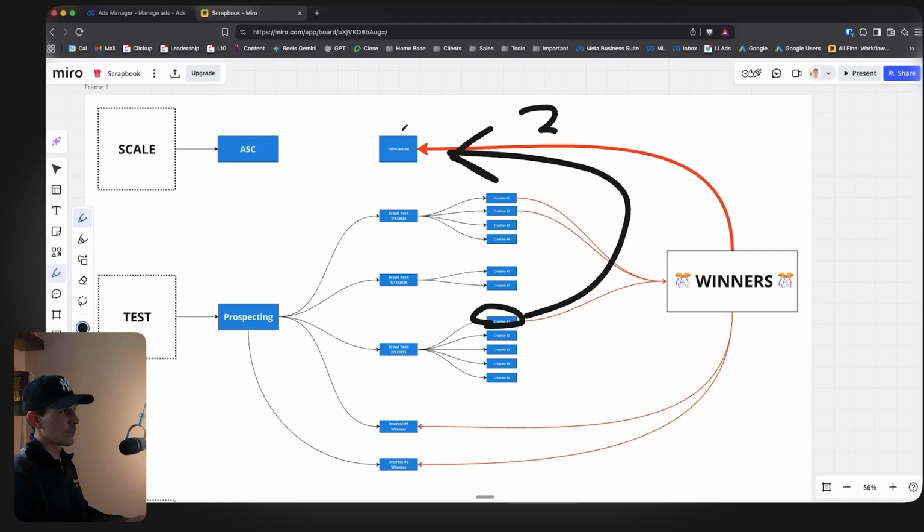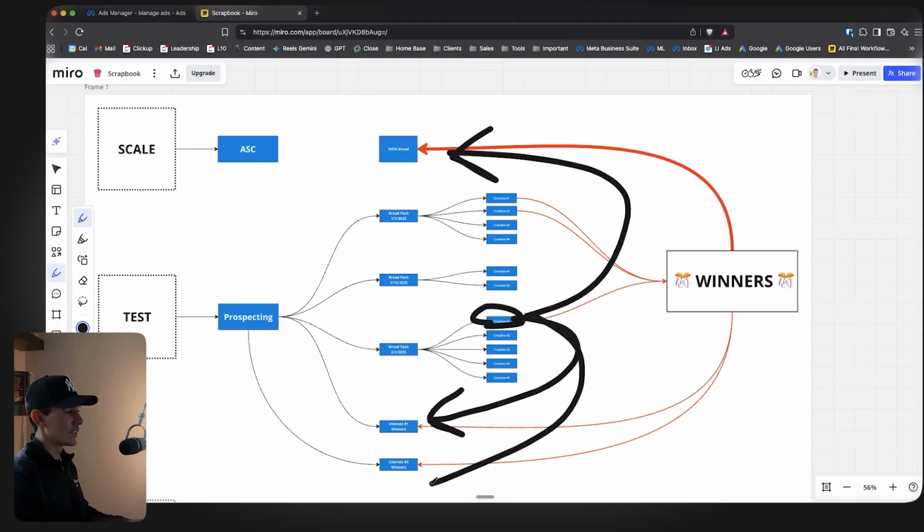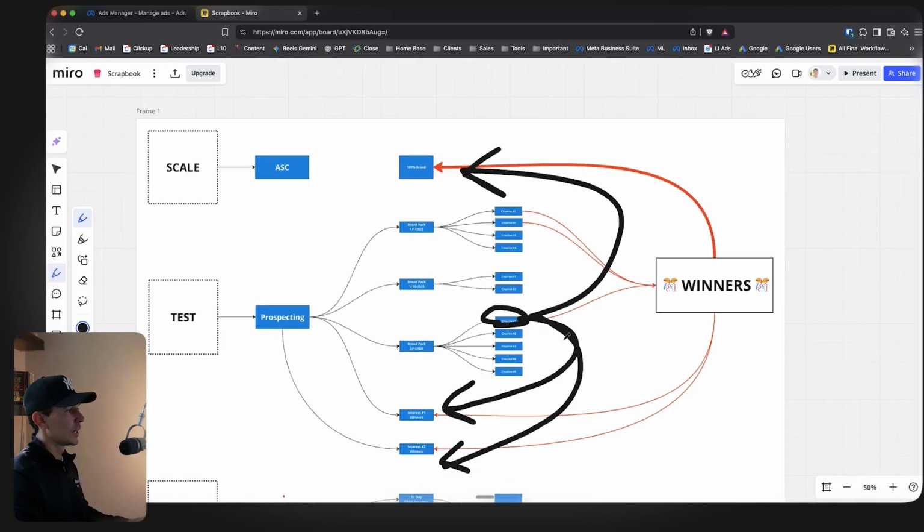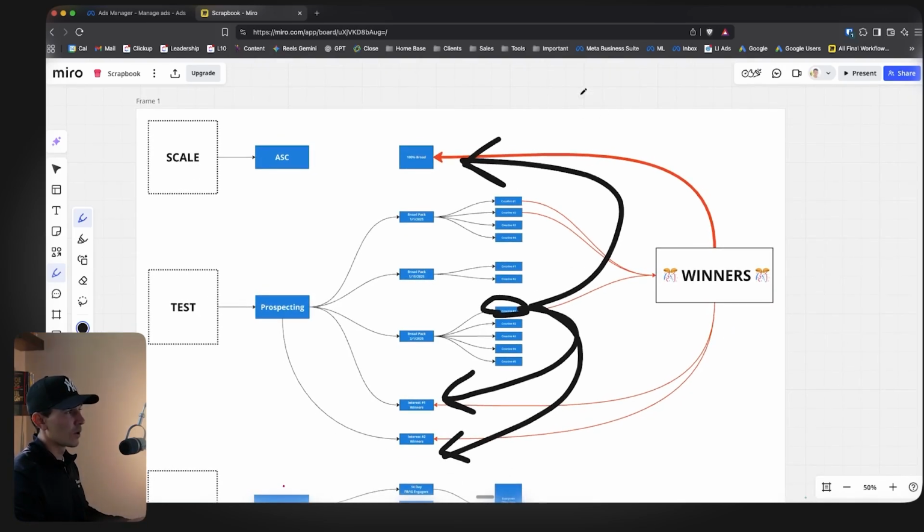The second place we're graduating is into the interest groups. We'd ideally graduate this into multiple interest groups, but if you only have one interest that's working, great, put it into the one interest. So in a normal setup, we'd have anywhere from like 4 to 6 variations of the same exact ad, or excuse me, duplications of the same exact ad.